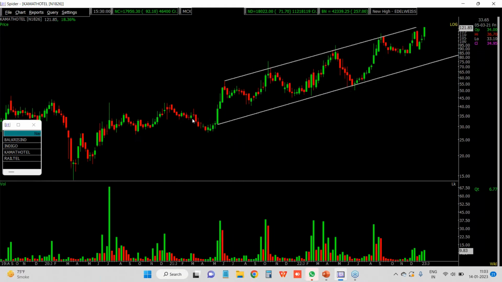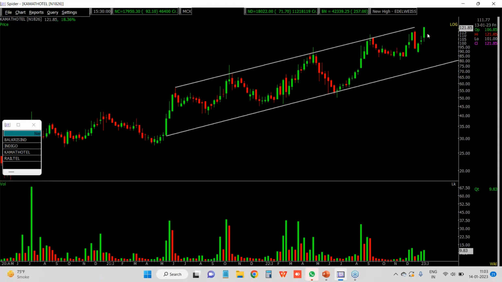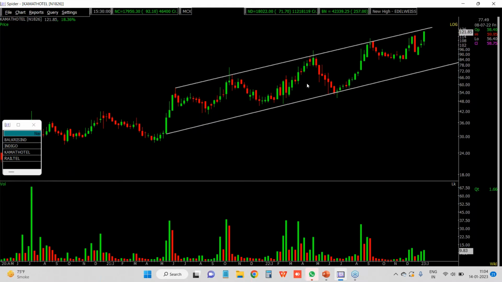It is following an upward channel right now. The previous week was positive for Kamath Hotel, but the thing is, it's near a resistance level. If it continues to follow this pattern, it might come down from over here. But if it closes above this level, it might continue its positive rally from here onwards.